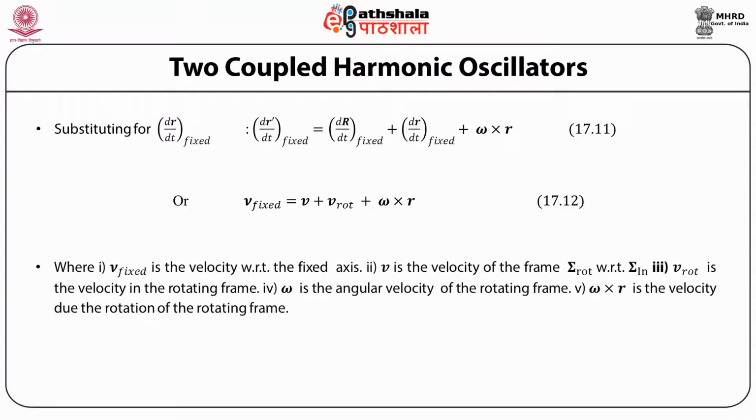That is, the velocity with respect to the fixed axis is equal to the velocity of the rotating frame with respect to the inertial frame, namely v, plus the velocity in the rotating frame, that is v rot, plus a term omega cross r. Omega cross r is the velocity due to the rotation of the rotating frame.